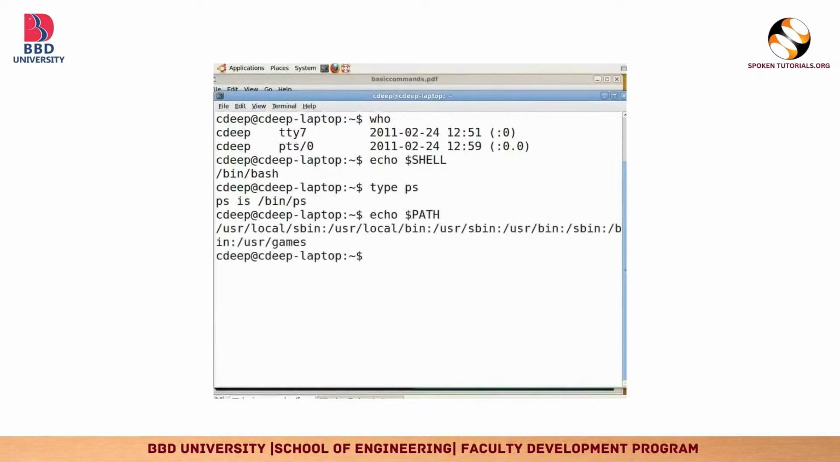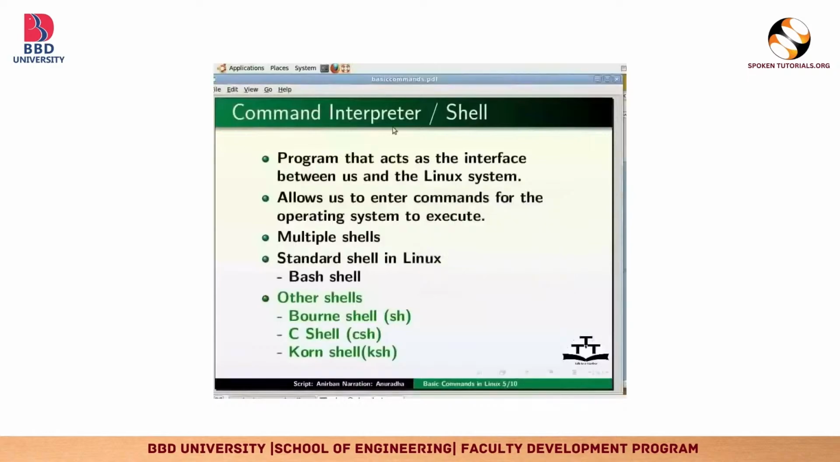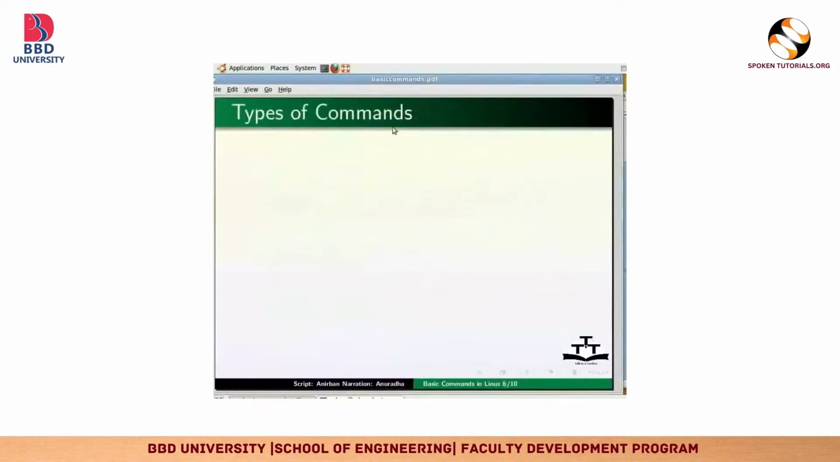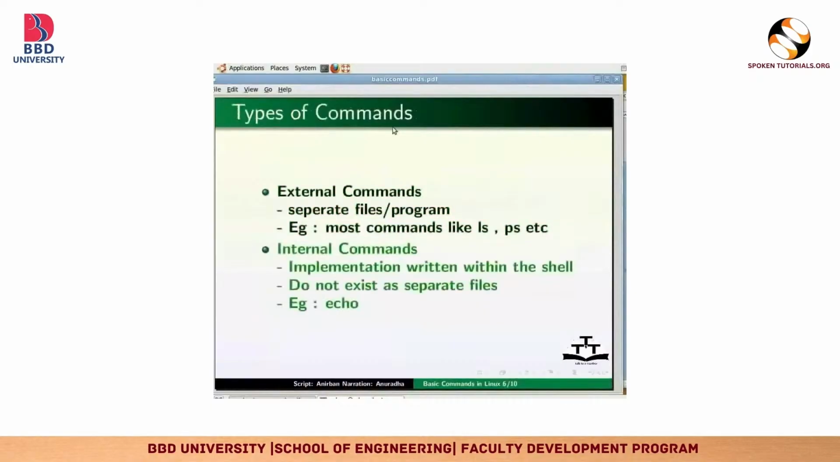Talking of commands, there is one important thing that we need to know: Linux commands are of two types, external commands and internal commands. Now, external commands are those which exist as separate files, programs. Most commands in Linux are of this nature. But there are some commands whose implementation is written within the shell and they do not exist as separate files. These are internal commands. The echo command, which we will see later, is in fact an internal command.